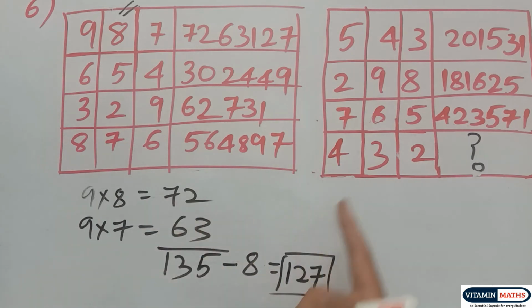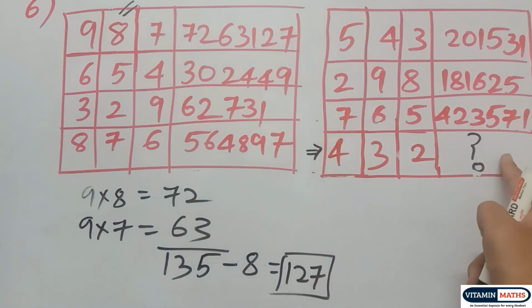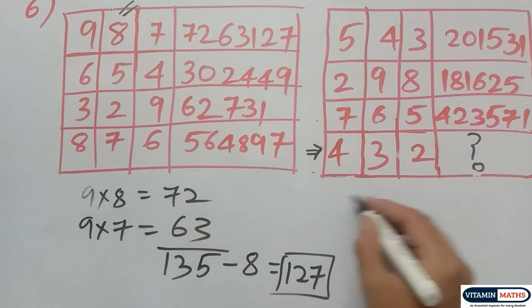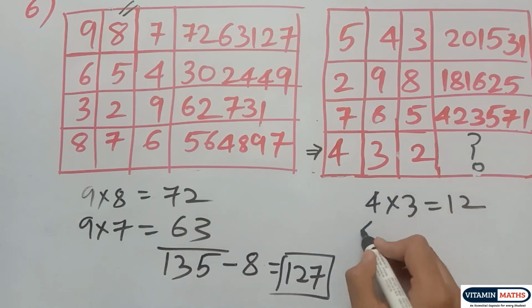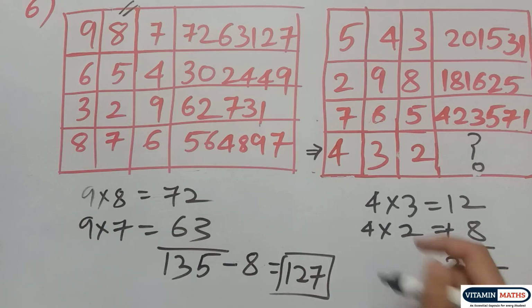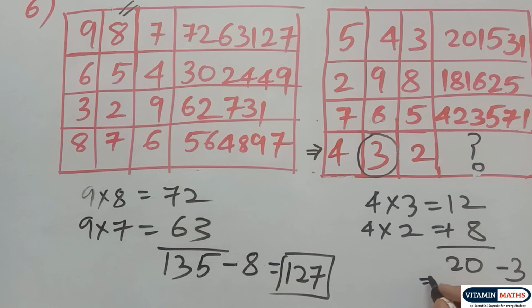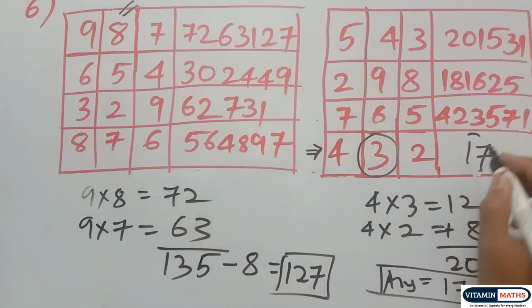Directly I will take the table which I require for finding the answer. In this same analogy, 4 threes are 12 and 4 twos are 8. When you add 12 and 8, you get 20. Minus the middle term, that is 3 here, 20 minus 3 is 17. So the answer here is 17.